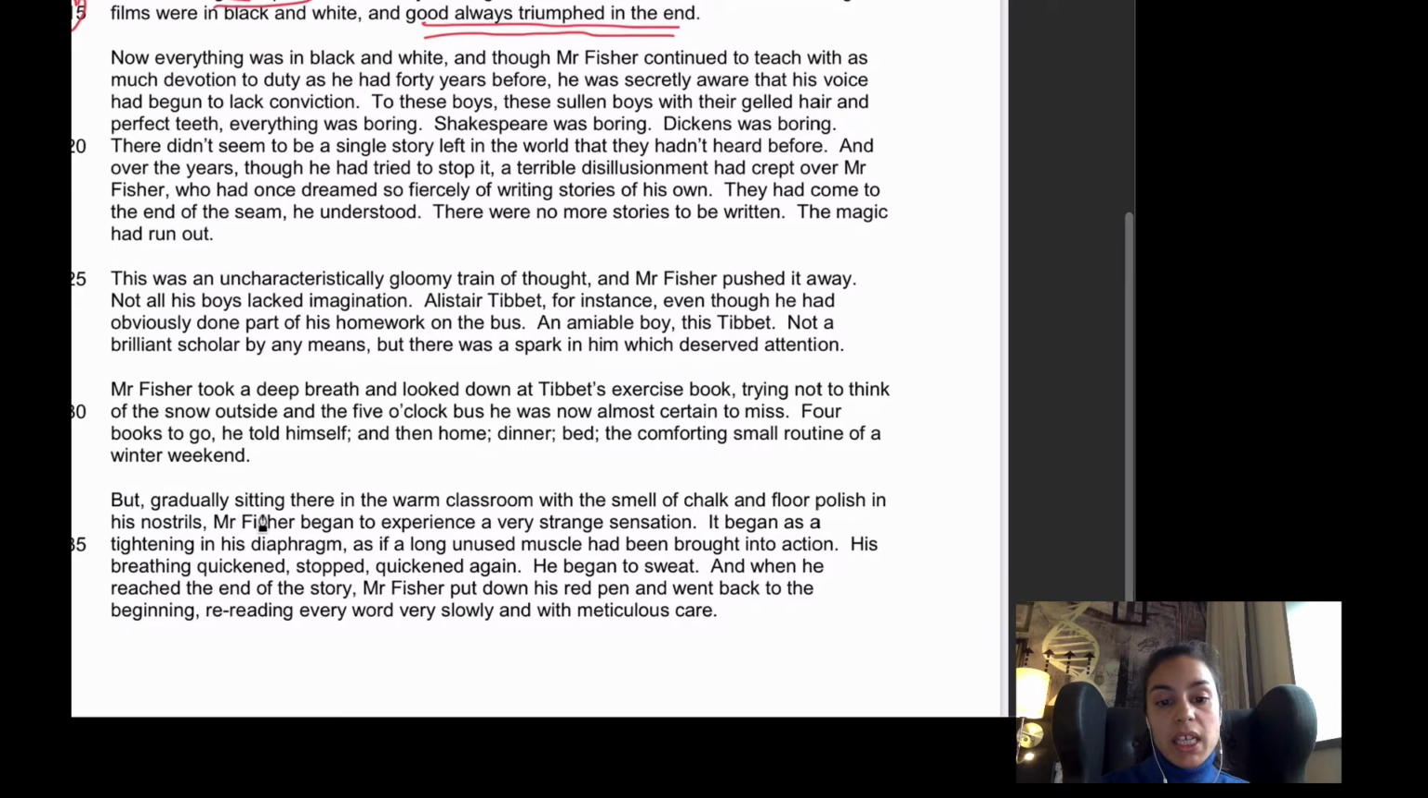But gradually, sitting there in the warm classroom with the smell of chalk and floor polish in his nostrils, Mr. Fisher began to experience a very strange sensation. It began as a tightening in his diaphragm, as if a long unused muscle had been brought into action. His breathing quickened, stopped, quickened again. He began to sweat, and when he reached the end of the story, Mr. Fisher put down his red pen and went back to the beginning, rereading every word very slowly with meticulous care.